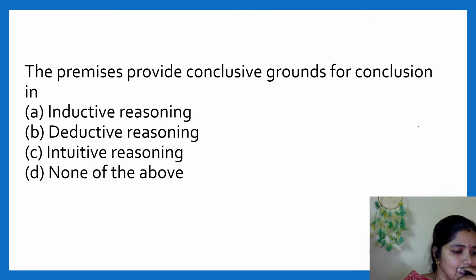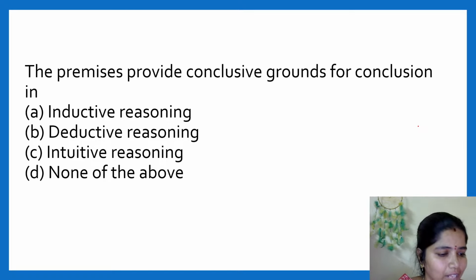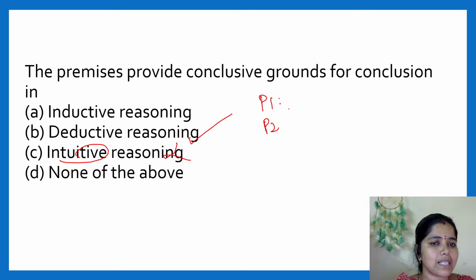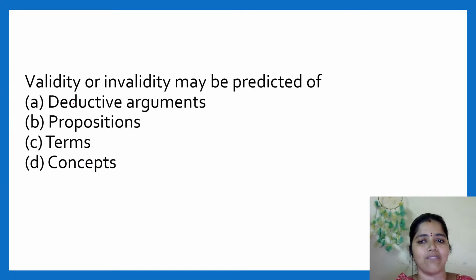Very good, I'm getting answers. Conclusive grounds for conclusion in deductive reasoning. All are giving right answers. There is no intuitive reasoning. It is deductive reasoning. The premises which provide conclusive grounds, it means the premises are supposed to be followed to give a correct conclusion. Then we call it deductive reasoning. Very good.